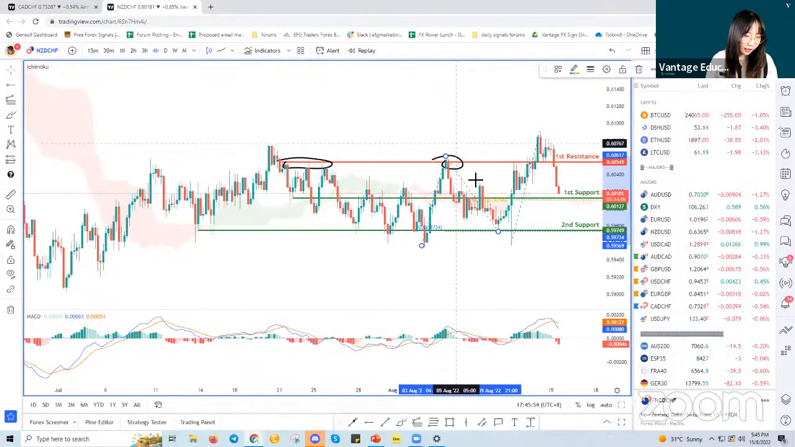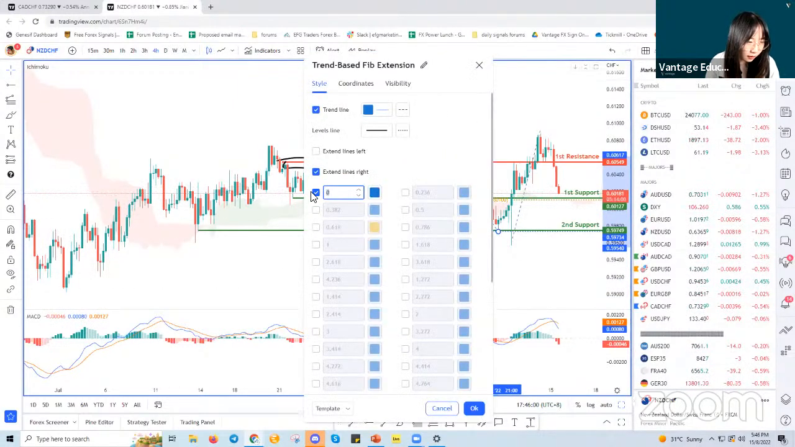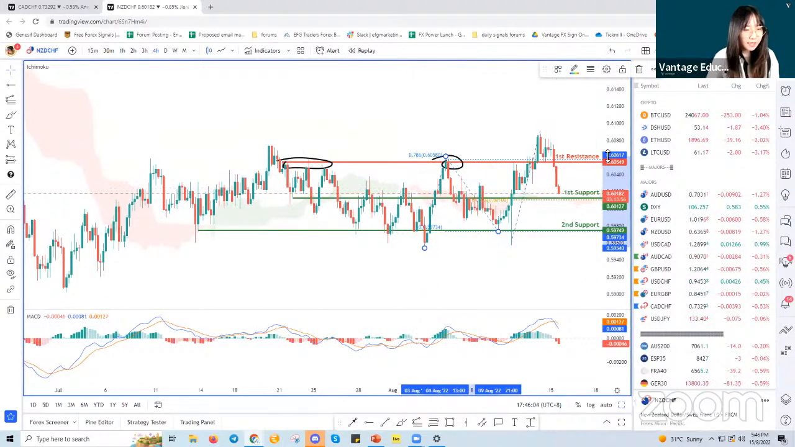As you can see, here is a flash. So we use the Fibonacci projection, and we can see this resistance level is in line with our 78.6 Fibonacci projection. So it can also help us to confirm our idea.